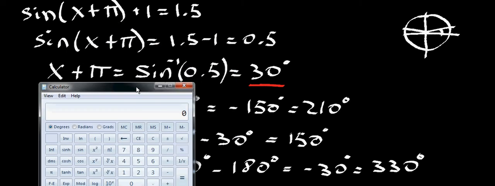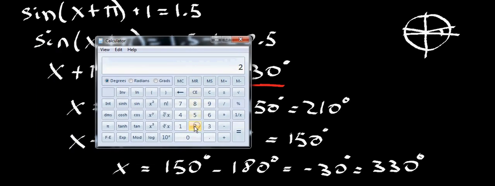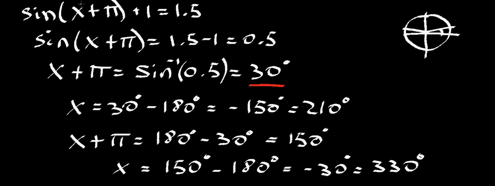Okay, we can check with our other solution. That was 210 plus 180. Calculate the sine of that. It's 0.5, plus 1 is 1.5. So both are correct. As we only have an x here, we don't need to go around the circle anymore, and our two solutions are going to be 210 and 330.